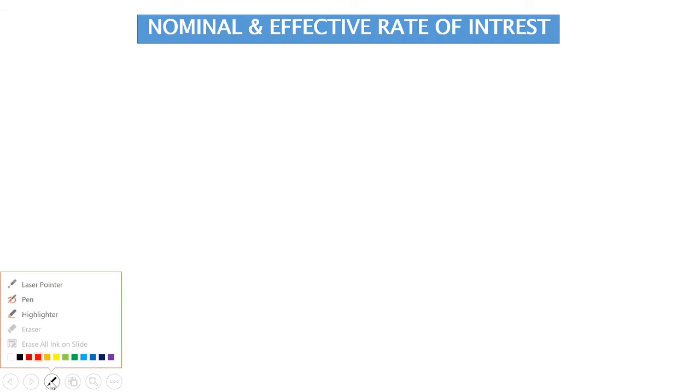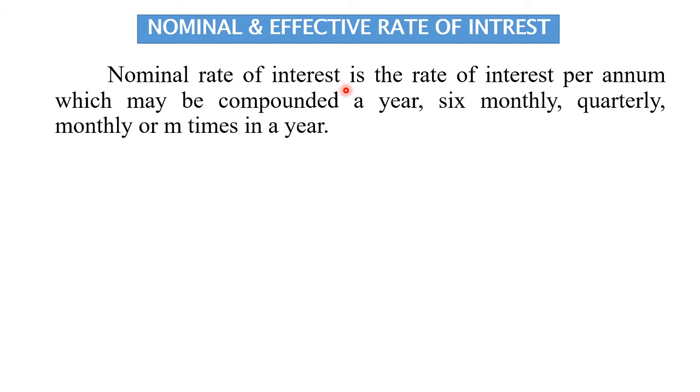In this lecture, we are going to learn nominal and effective rate of interest. Dear students, nominal rate of interest is the rate of interest per annum which may be compounded yearly, six monthly, quarterly, monthly or m times in a year.